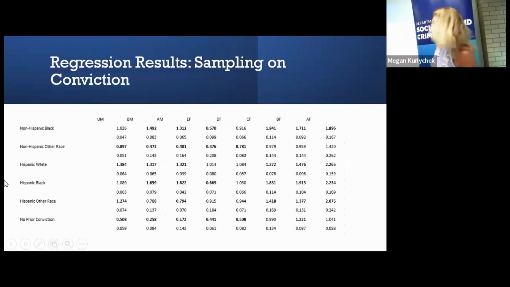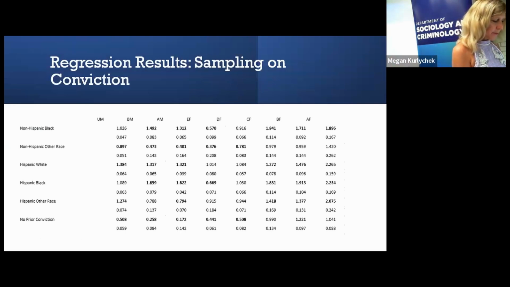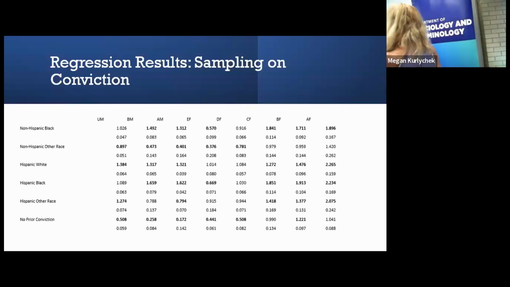There we go. So this is the smaller conviction sample. Again, we have the same pattern, only all the results are slightly different. I made a note here on what I wanted to point out for you. Actually, I put it in the next slide. So they're slightly different. They're bigger at some points out here and smaller at some points.